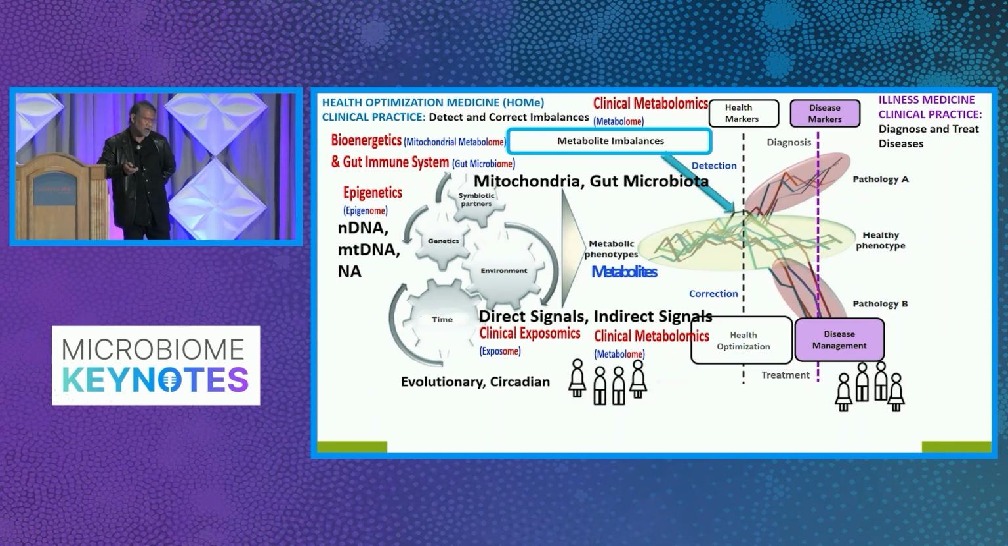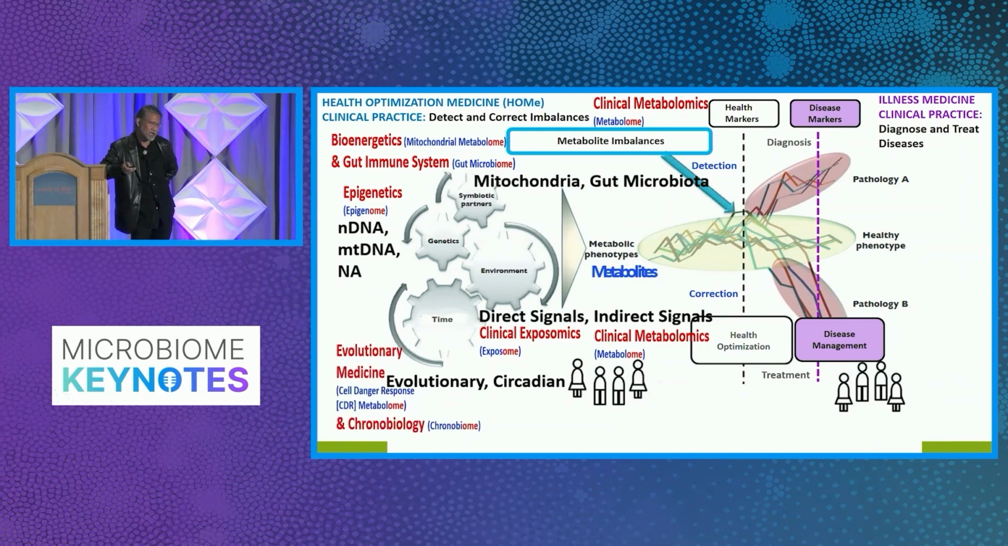If you are looking to change the evolutionary and circadian time, you use the sciences of evolutionary medicine and chronobiology. Take a look at the ohms here, right? Metabolome, mitochondrial metabolome, gut microbiome, epigenome, cell danger response metabolome for evolutionary medicine, and in chronobiology, we have the chronobiome, and then you have the exposome. So these are the 7 pillars of health optimization, medicine, and practice.